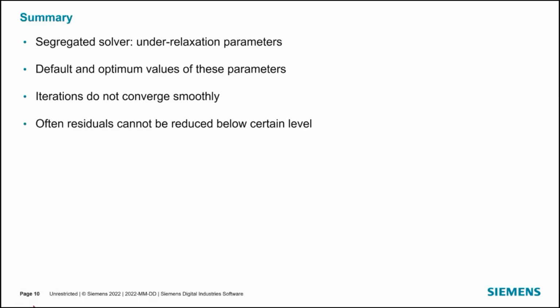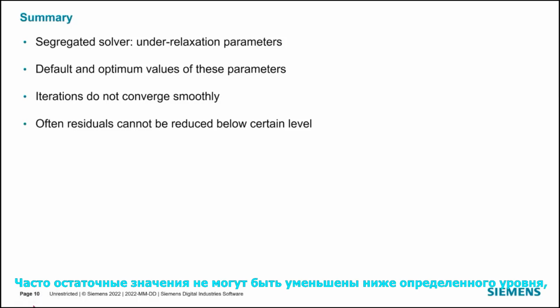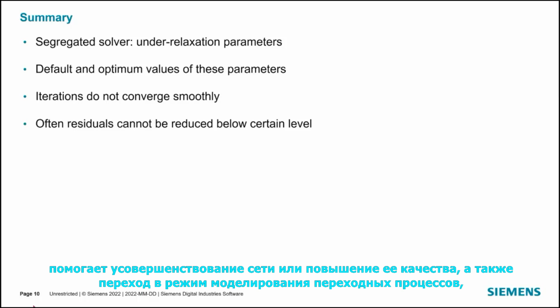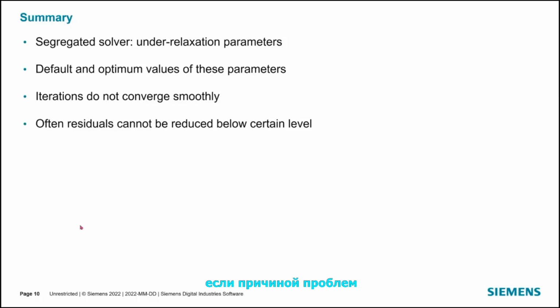Often residuals cannot be reduced below a certain level, especially when high-order discretization schemes are used for all variables. Refining the grid or improving its quality usually helps, or switching to a transient simulation mode if the inherent unsteadiness of the flow is the cause of the trouble.